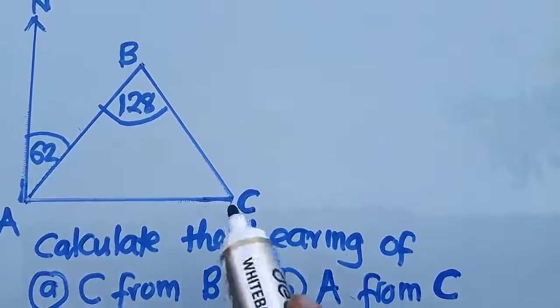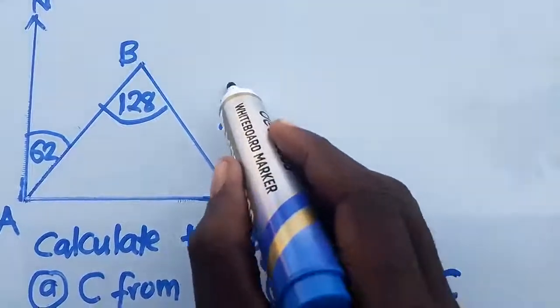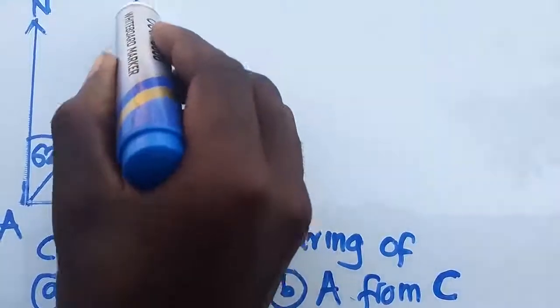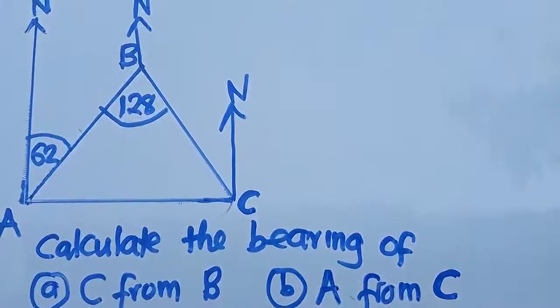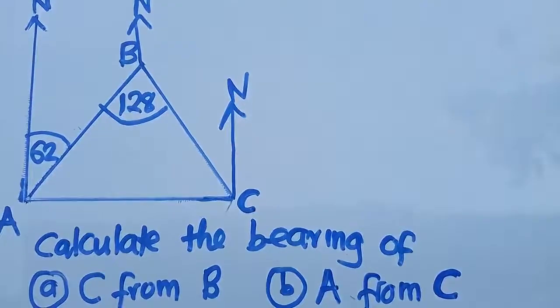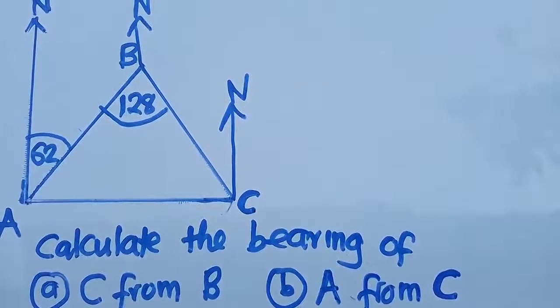So you do the same thing. You put a north there. Even at B, you put a north like that. That is what you are going to do. That's the first thing that you need to do.